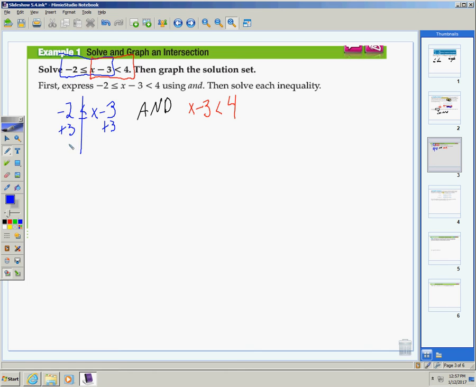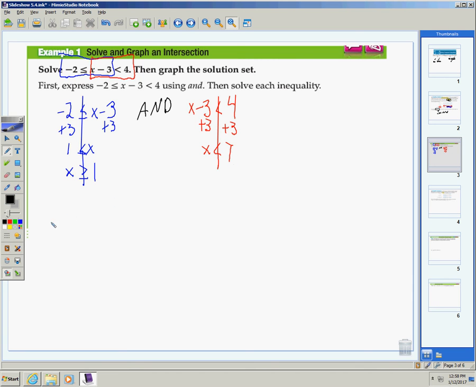We get 1 is less than or equal to x, but we know we always have to rewrite it with the variable on the left side. And when I flip the whole thing around, the sign flips as well. X is greater than or equal to 1. And then I'm going to solve the other one. Add 3 to each side. X is less than 7.